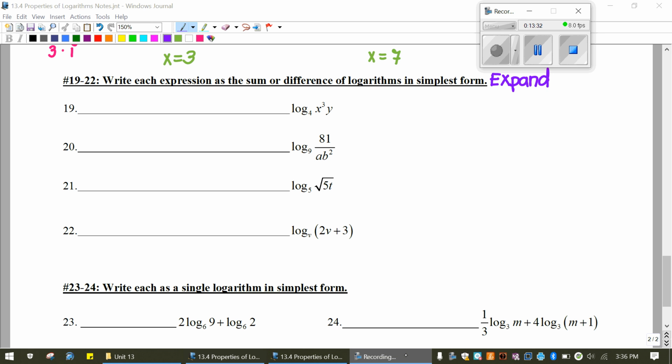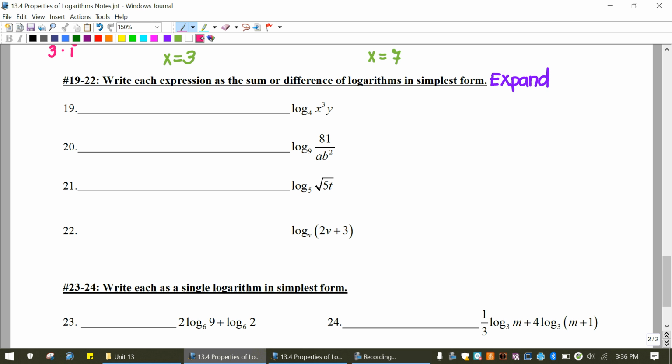All right, so we're going to separate first the product. So I'll do log base 4 of x to the third. That's the first part of the product, plus log base 4 of y. And then I'll take this exponent and move it in front. So this is 3 times log base 4 of x plus log base 4 of y.